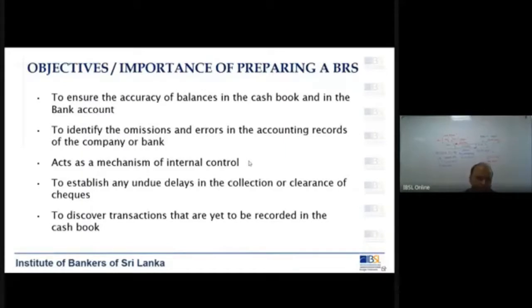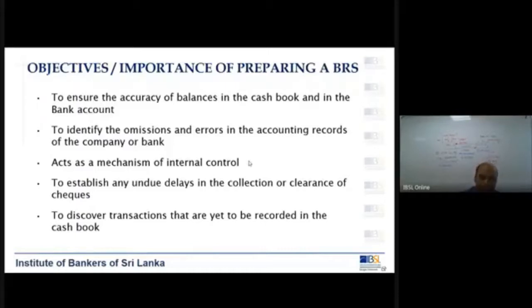So the reconciliation will act as a mechanism of internal control, which will give some direction to the supervisors or the managers to understand what are the transactions that are going into the bank account and what are the transactions that are missing as of the particular day and why those transactions are missing. So they will get a lot of information when they look at the bank reconciliation statement.